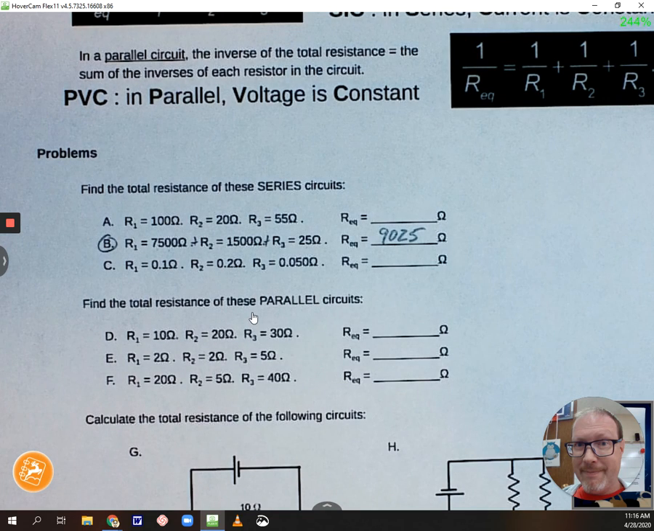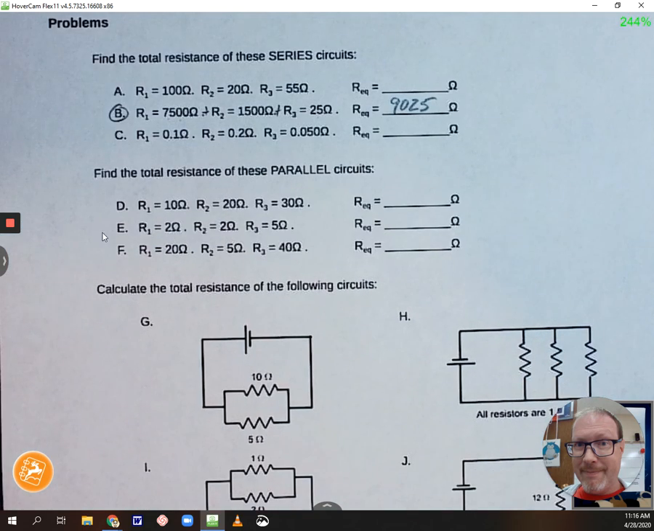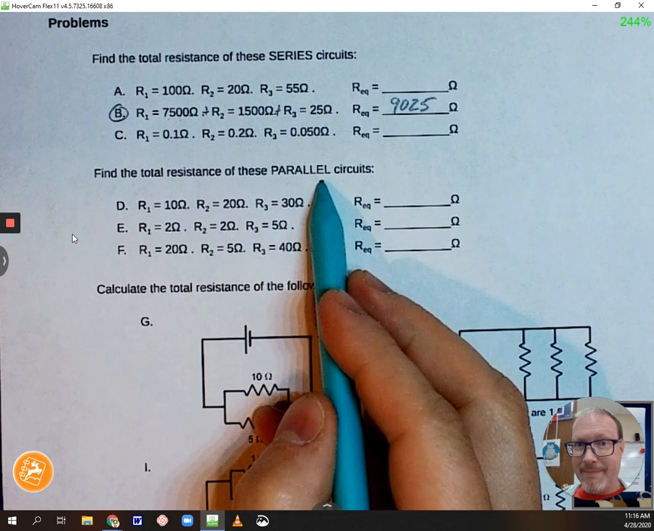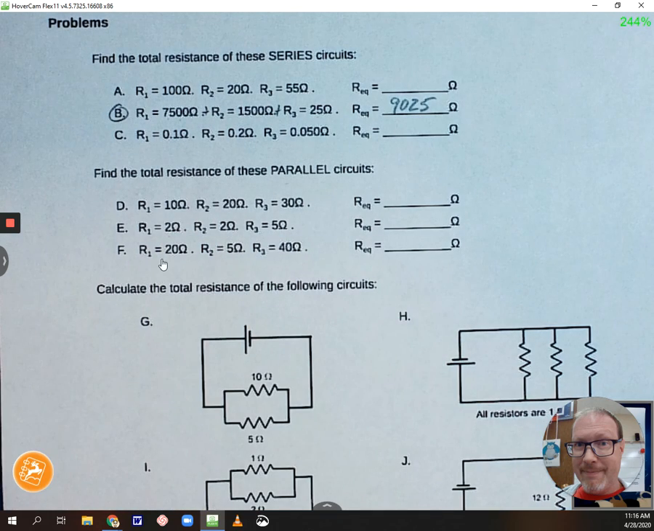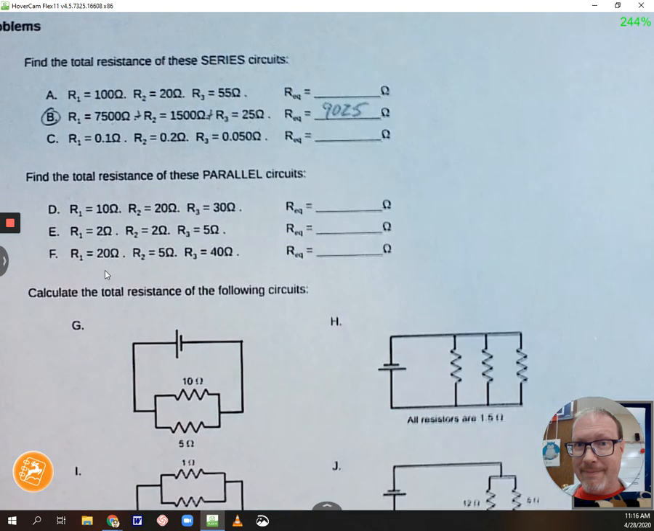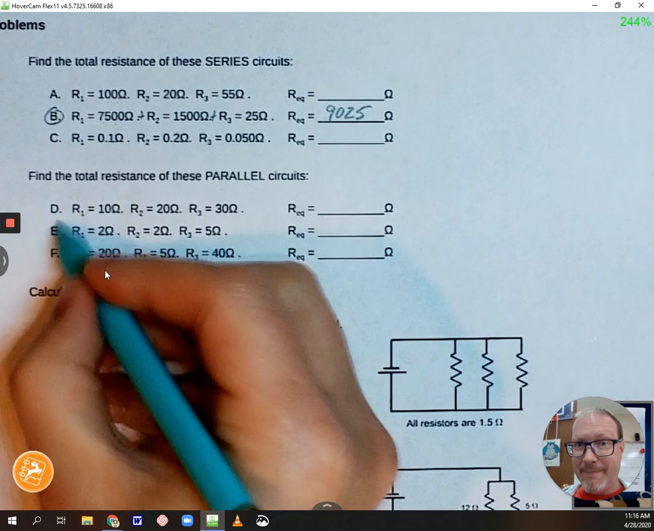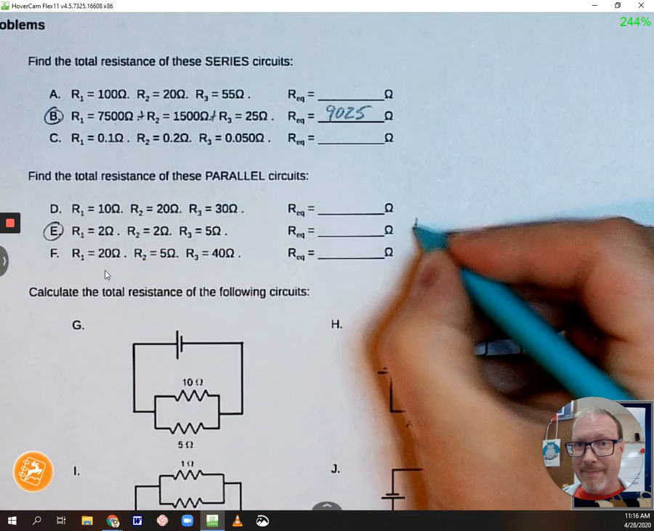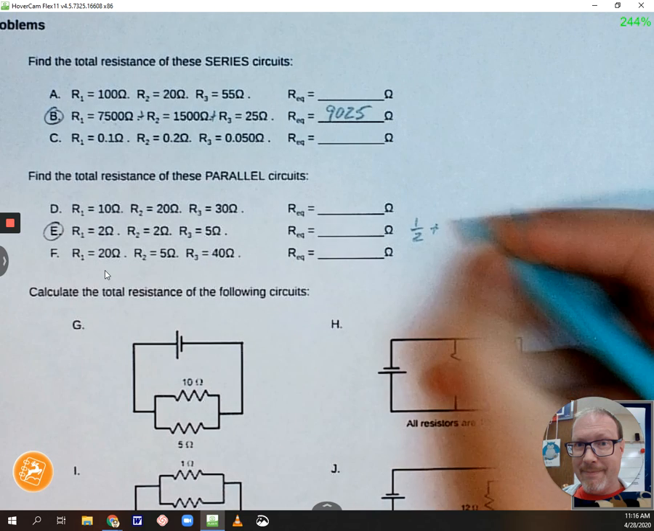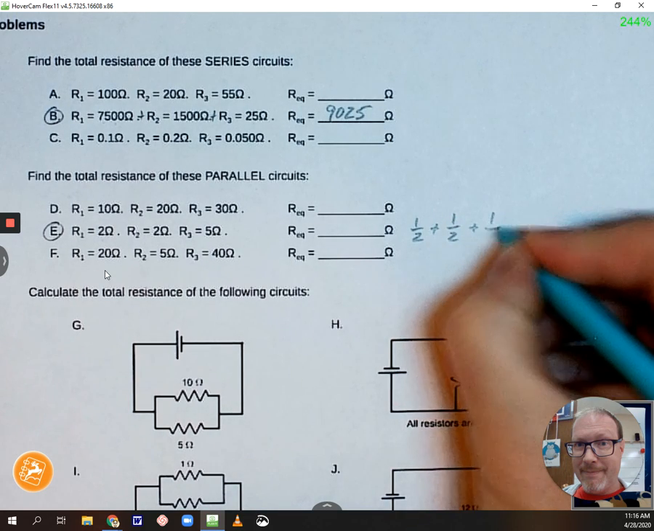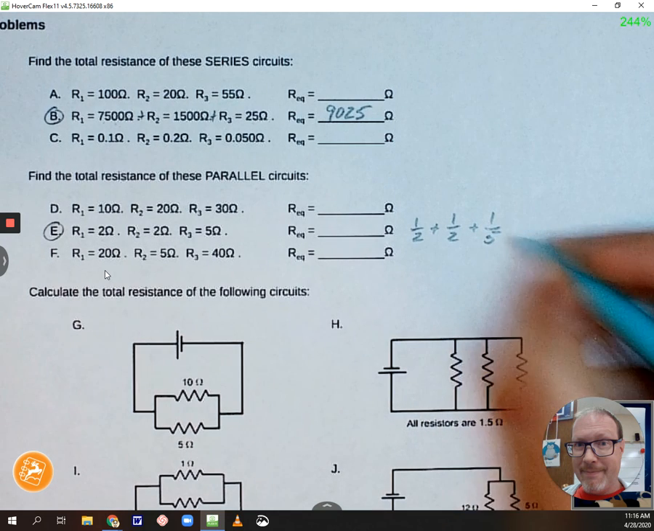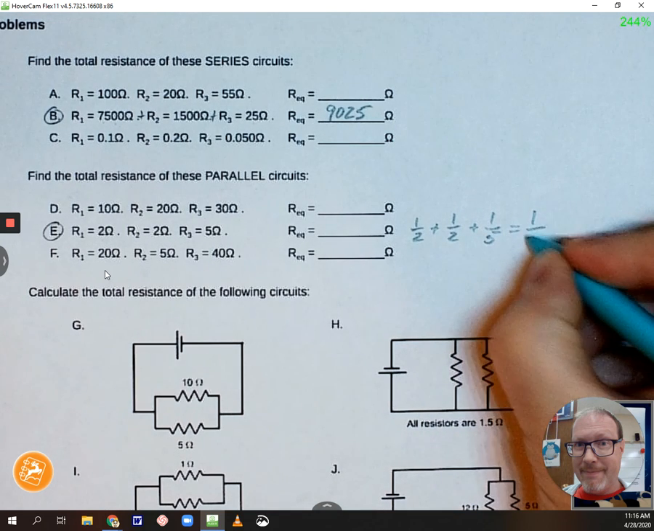Let's take a look at letter E down here. Now, because these are a parallel circuit, it's actually going to be 1 over each of these equals 1 over our total. So let me scoot this over and give myself a little more room to work. So it's actually going to be 1 over 2 plus 1 over 2 plus 1 over 5.